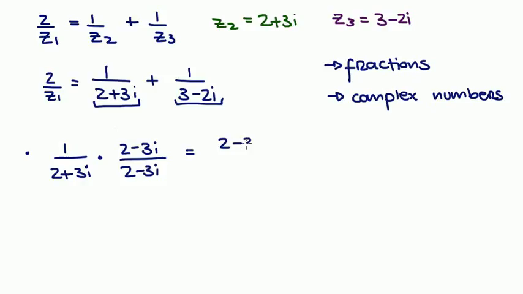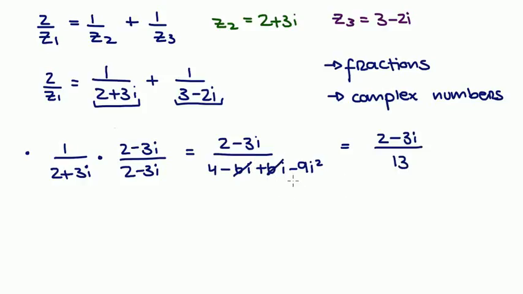This is going to give us 2 minus 3i on the top. 2 by 2 gives us 4. 2 by minus 3 gives us minus 6i. We get plus 6i, and we get minus 9i squared. When we simplify this, it's going to give us 2 minus 3i all over 13. My plus and minus 6i are going to cancel each other out. My minus 9i squared is going to change to plus 9 because of my i squared. So 4 plus 9 will give me 13.